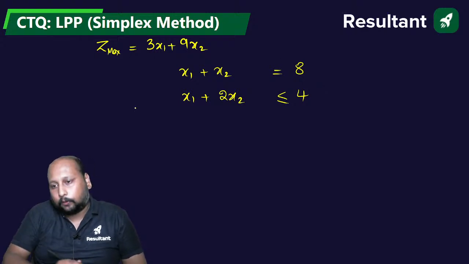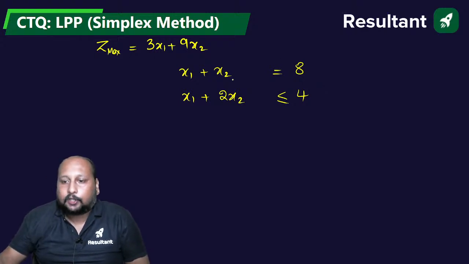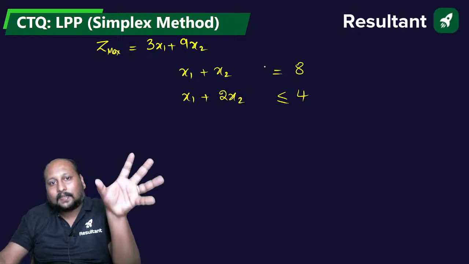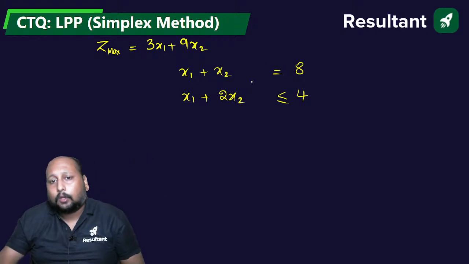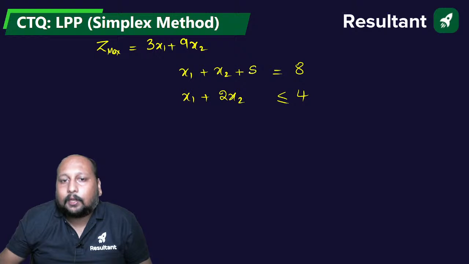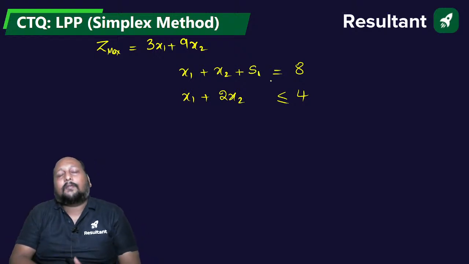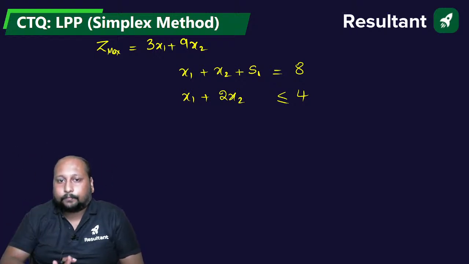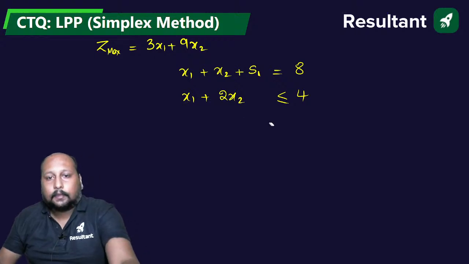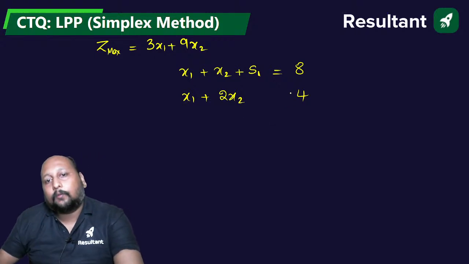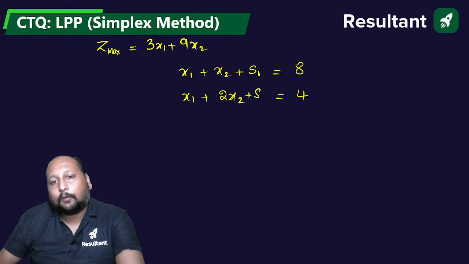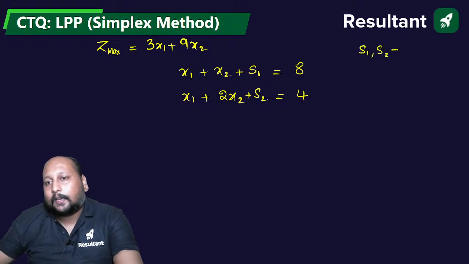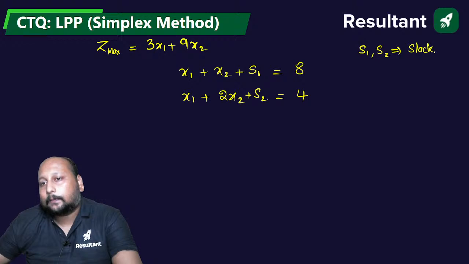Initially, it was less than or equal to. Once you are removing the less than or equal to, definitely the left hand side was smaller. That is the reason we have less than or equal to. So let us suppose I am introducing one variable S1 on the LHS of constraint 1 to convert this inequality into an equation. Clear? Similarly, in constraint number 2, I am introducing one more variable, S2. These variables S1 and S2 are called the slack variables.